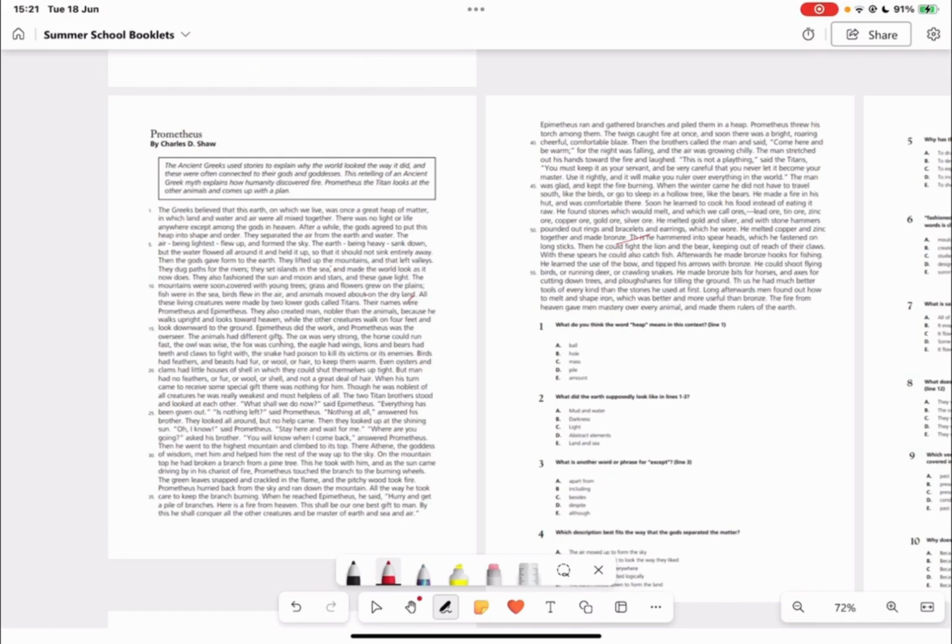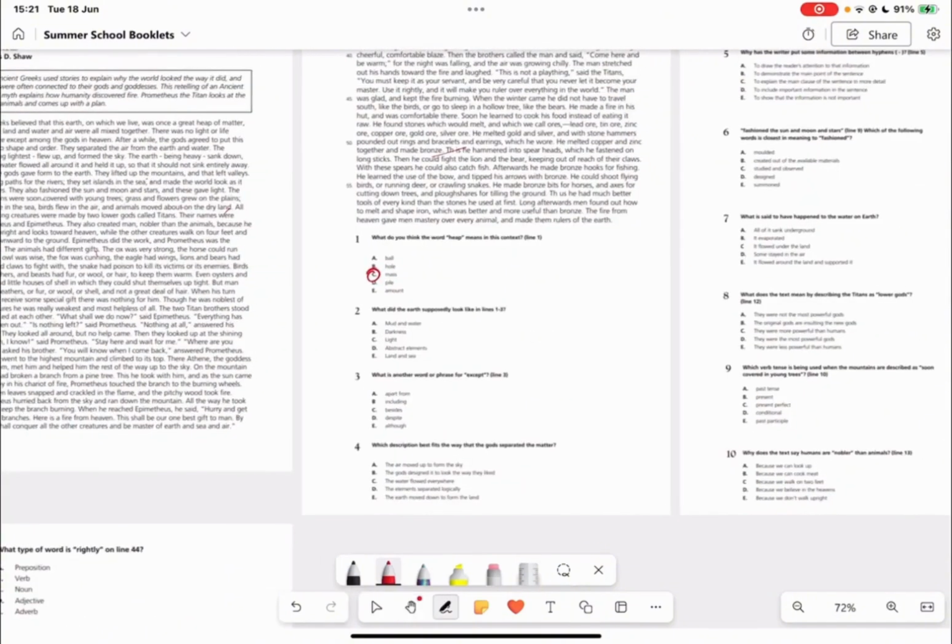So in question 1, what do you think the word heap means in the context of line 1? So heap means mass. Then in question 2, what did the earth supposedly look like in lines 1 to 3? It looked like not mud and water, not darkness, not light. Could be abstract elements, or land and sea. The answer to this one will be D, abstract elements.